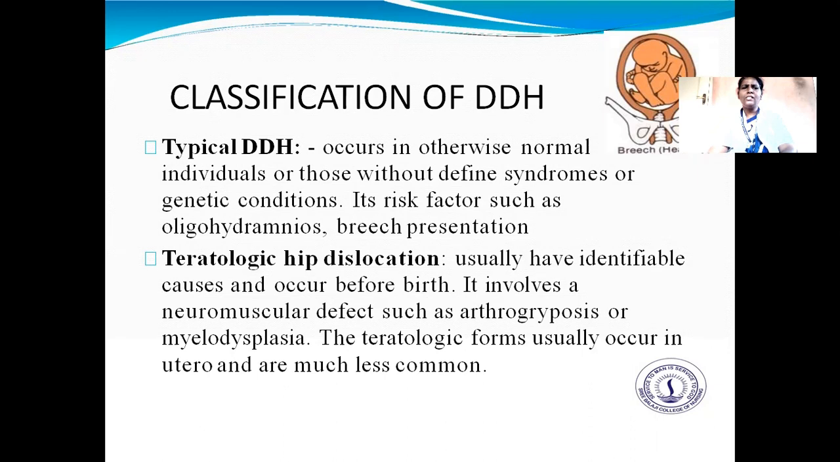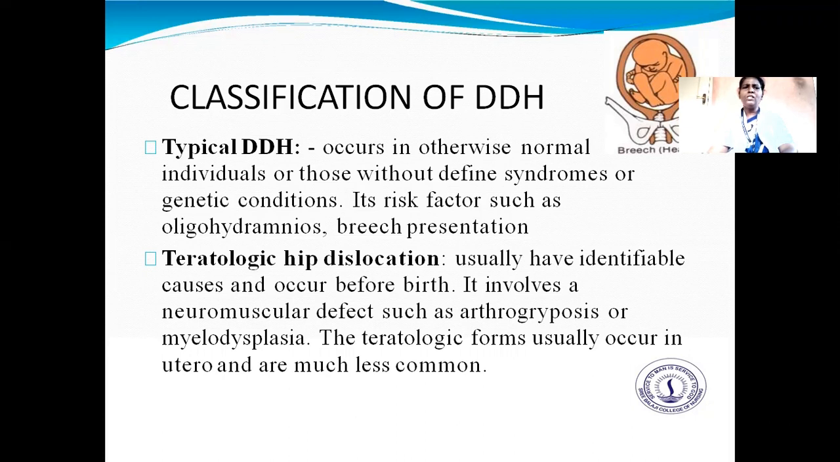The second classification is teratologic hip dislocation. It usually has identifiable causes and occurs before birth. It involves a neuromuscular defect such as arthrogryposis or myelodysplasia. The teratologic forms usually occur in utero and are much less common.